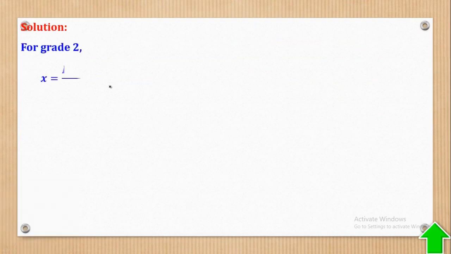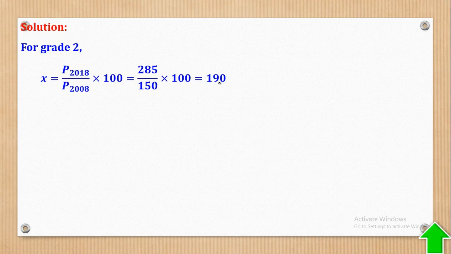So for grade 2, X will be equal to price in 2018 over price in 2008 multiplied by 100, which gives you 190, and that will be the value of X.